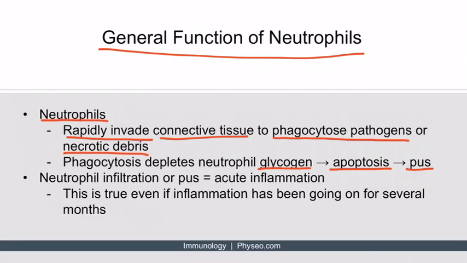So here's something you should really lock away in your head. Any evidence of neutrophil infiltration or pus should make you think acute inflammation. Now, this is true even if the inflammation has been going on for several months. In other words, if something's been going on for 8 weeks, but there's neutrophil infiltration and visible pus, then you think, this isn't chronic inflammation, this is acute inflammation still.